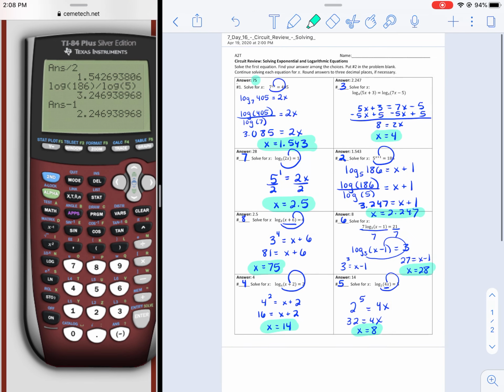Okay, so that is how that circuit review was done using kind of the techniques that I showed you in the day 15 and 16 videos. Hopefully some of you found that helpful.